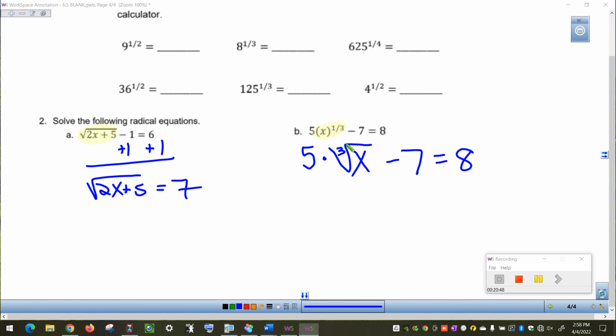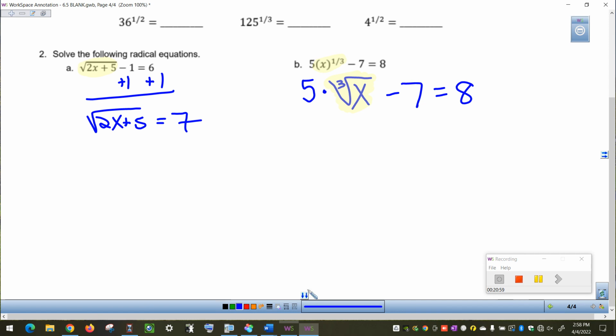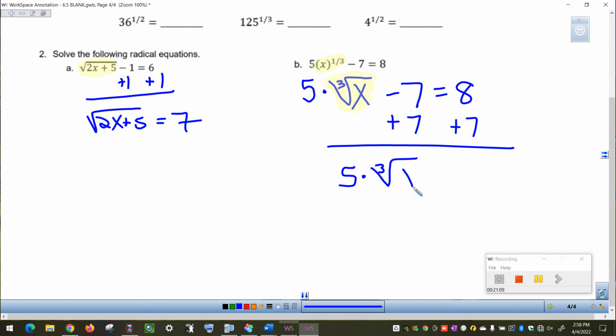Okay, so before we do anything on both sides, we need to get the radical part all by itself. And so we need to get rid of that -7. So that would be a place to start, just like we would with solving other equations. We'll go ahead and add 7. And then we also want to get rid of that 5 that's being multiplied out in front. So we would do that by dividing both sides by 5.